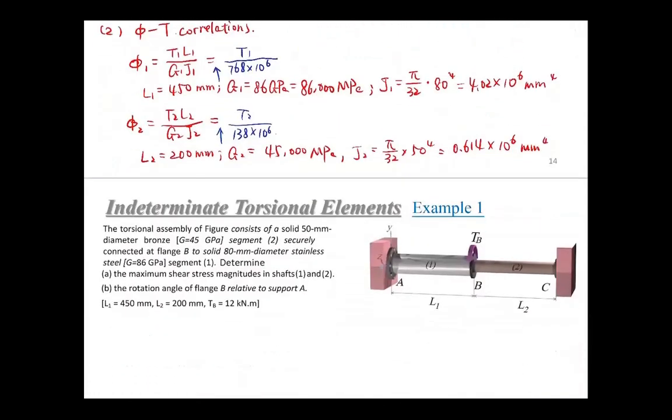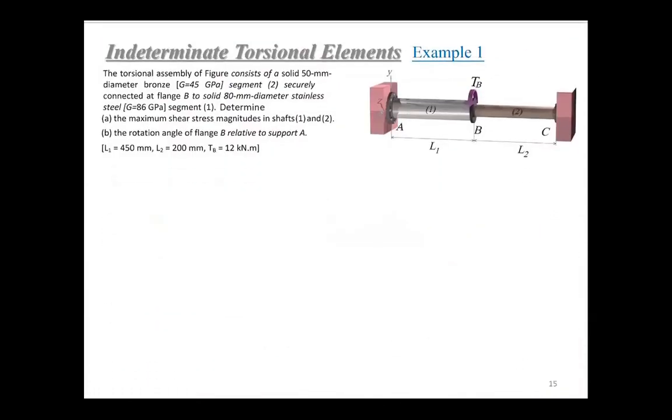Okay, so the third step would be compatibility. As we just introduced in the previous slide, in this case, since both ends have been fixed, no overall deformation, no overall angle of twist will be allowed. So just phi 1 plus phi 2 equals 0.